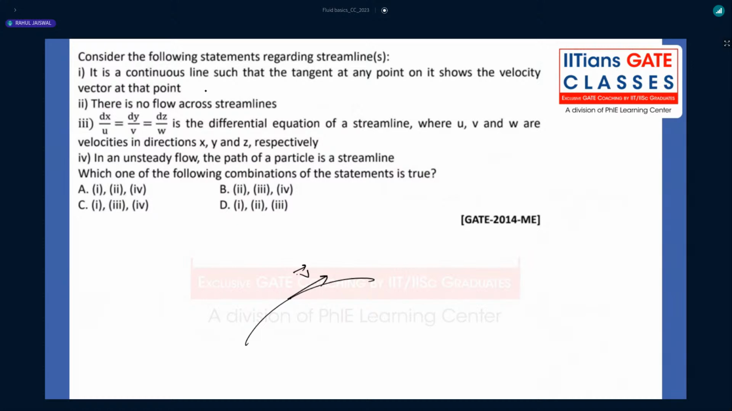Instantaneous direction, right? And I told you there is no flow across this streamline. No flow can be taking place like this. All the flow must be taking place tangentially, right? Second statement is also correct. First is also correct. Third, what they are saying, dx by u, dy by v, dz by w is the differential equation of the streamline. Yes, correct. Now, by looking at the options, which option is correct?